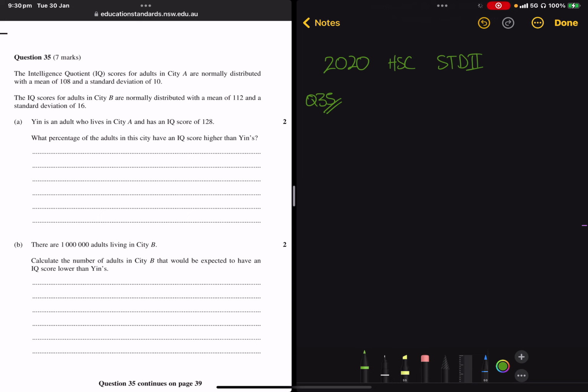Alright, so we're going to do this by understanding or remembering what our normal distribution looks like. So he's in City A. City A, mean is 108, standard deviation is 10. So if we draw a normal distribution, we have something like this. The middle score is the mean, and then the standard deviations go up and down from the mean. So 98, 118, 128, 88, and so on.